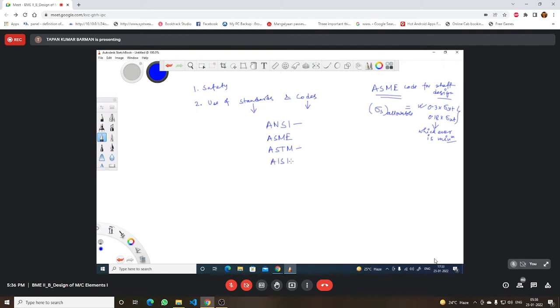Just like AISI, American Iron and Steel Institute. ISO, you also know, International Standards Organization. Also, you may notice in different gadgets, this CE marking. That is called Conformité Européenne. If you try to sell your product in the European countries, the CE marking, CE stamp, they call it stamping, is required. Without that CE stamping, you cannot sell any product in the European countries. So these are the standards and codes you have to use.